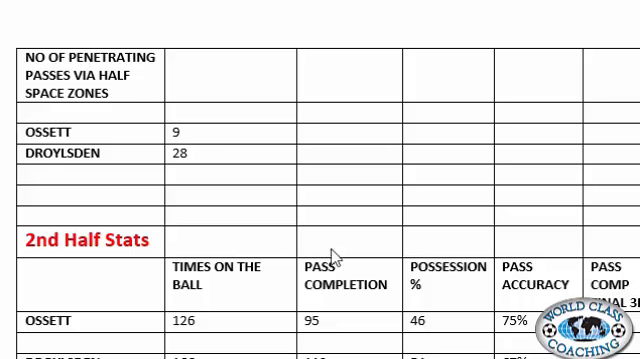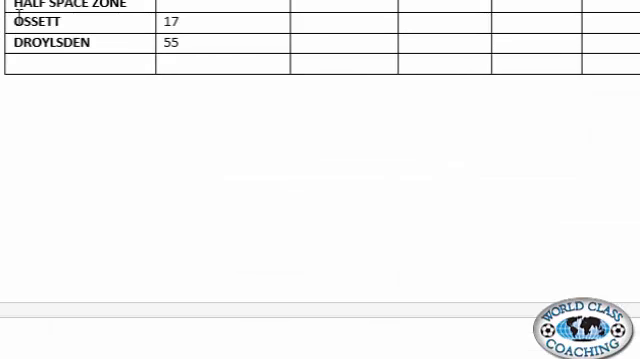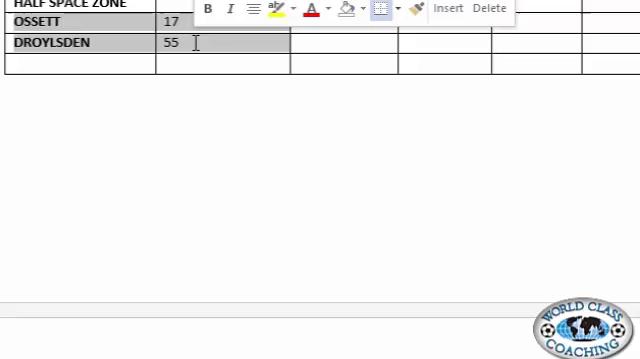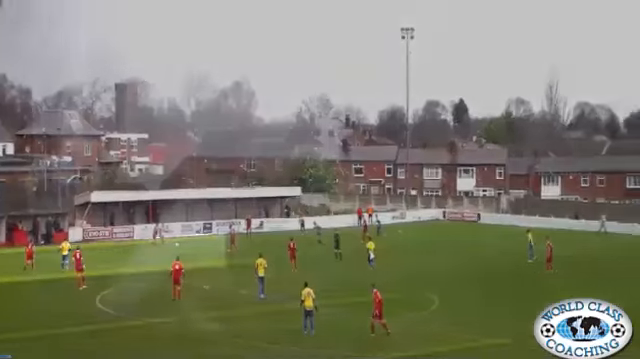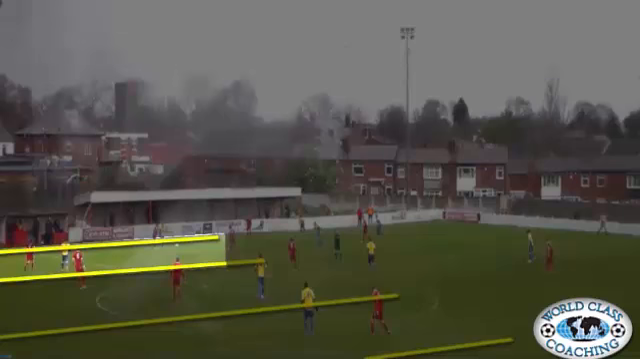What I was tasked to do as part of my analysis was look at how frequent the opposition penetrated between the lines or in between half-space zones. We can see that Ossett achieved penetration 17 times to Droylsden's 55, so it's no surprise that Droylsden won this game quite comfortably.